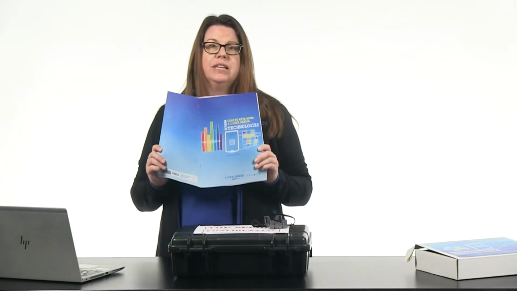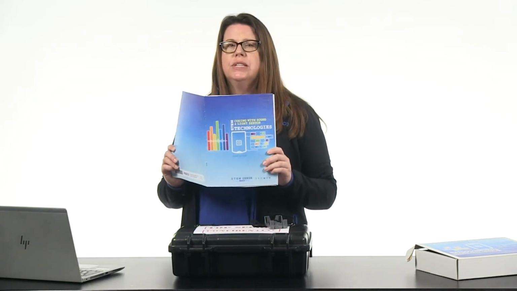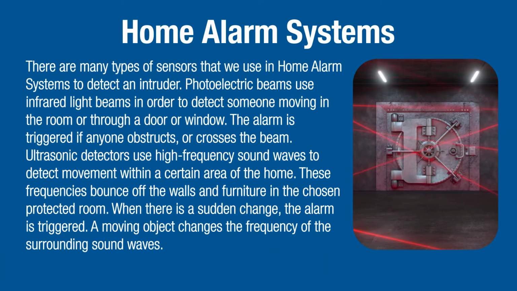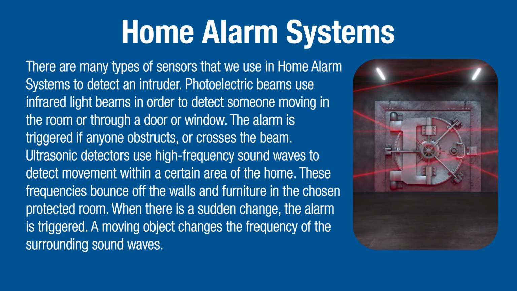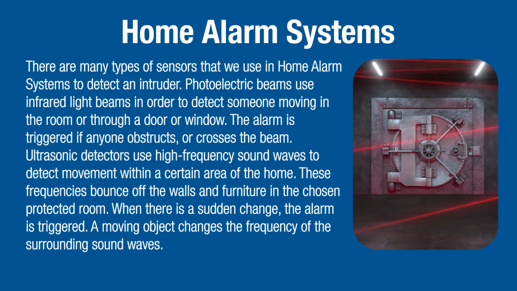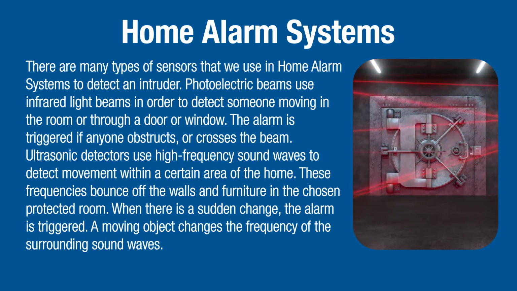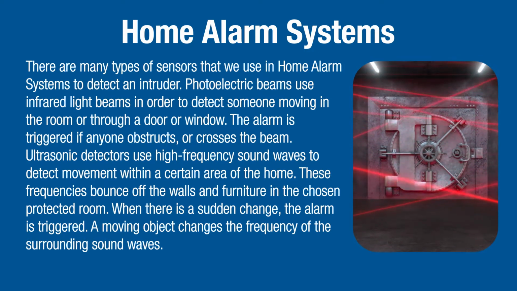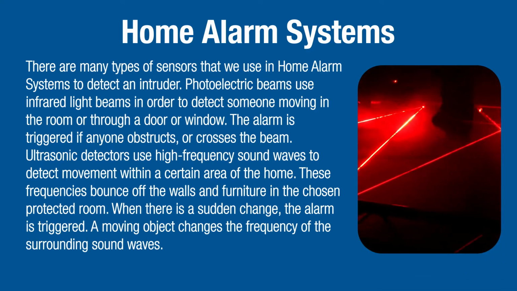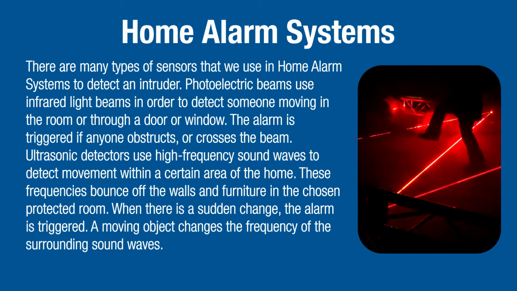All right, so let's talk about home alarm systems. In these activities, if you're working through Kit 3, you've done a lot of stuff with sound and light. So how are sound and light sensors used in home alarm systems? There are many types of sensors that we use in home alarm systems to detect an intruder. Photoelectric beams use infrared light beams to detect someone moving in the room or through a door or window. The alarm is triggered when anyone obstructs or crosses that beam. You may have seen these types of systems in movies, perhaps during a jewelry heist.